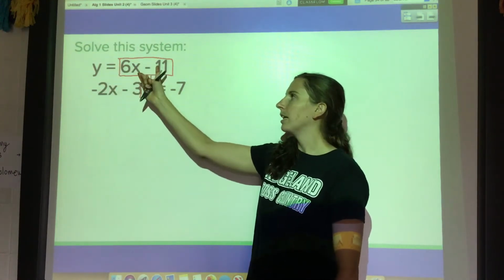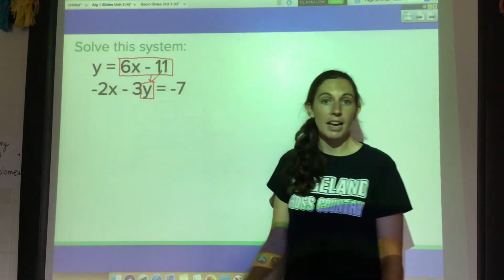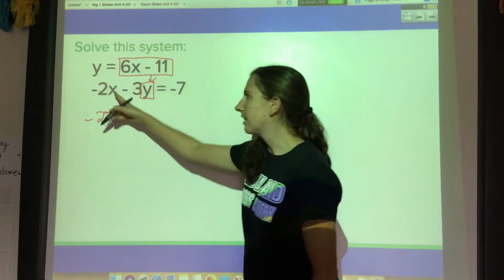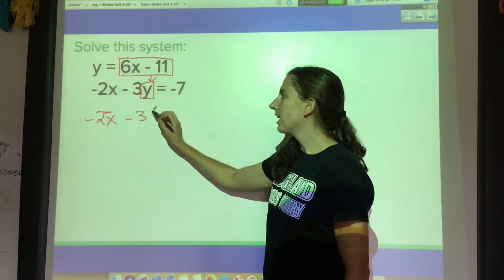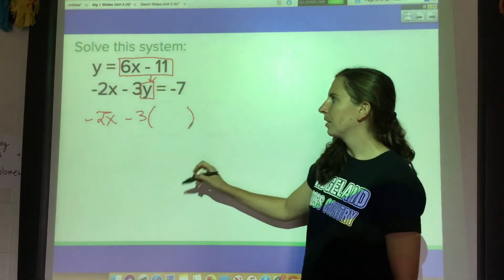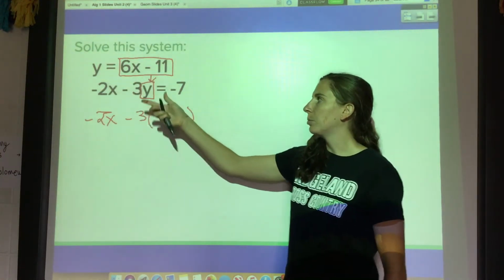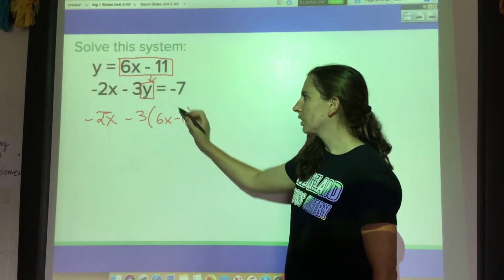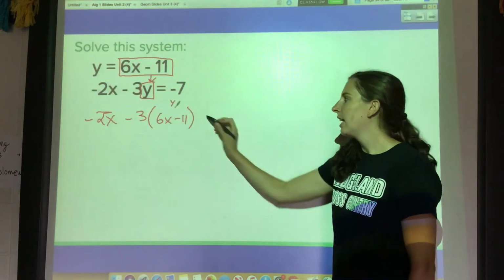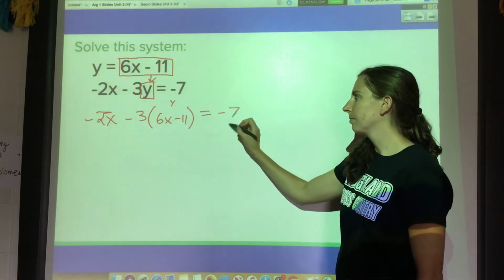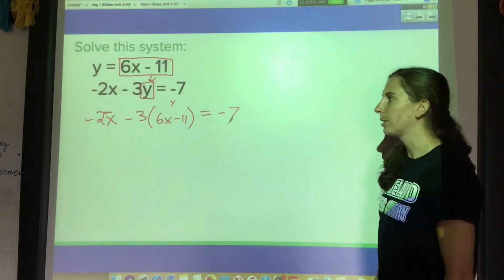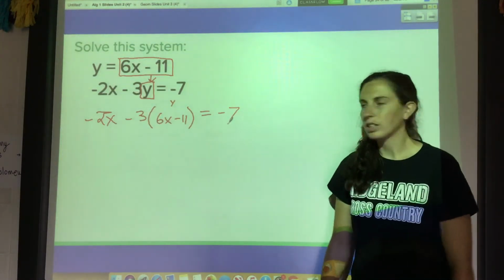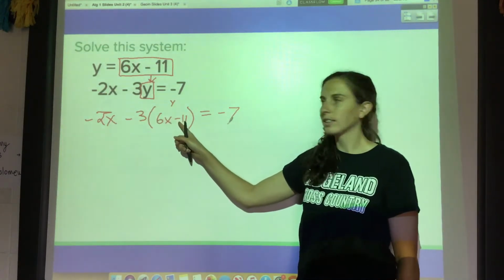So take out the y, put in this, and now my equation will only be x's, and I can solve for x. So do -2x, as it is, minus 3 times y, but in place of y, I'm going to put what y is, which is 6x minus 11. So this was y, but now it's this, and that equals -7. Again, it's called the substitution method because I substituted this expression for y. Now that it's all just x's, I can solve for x.